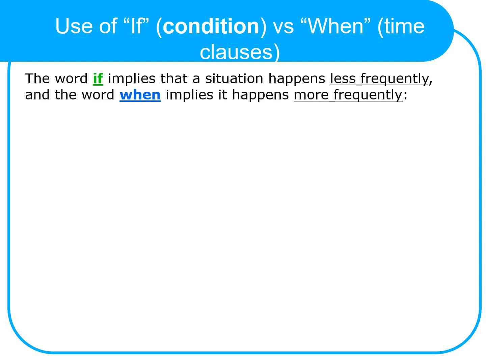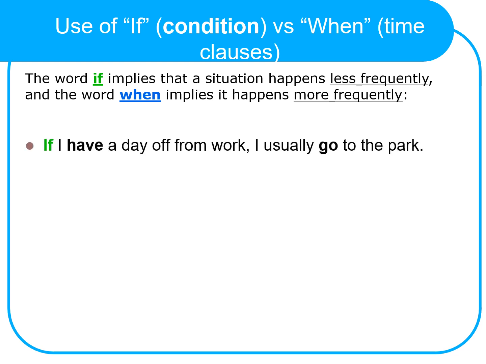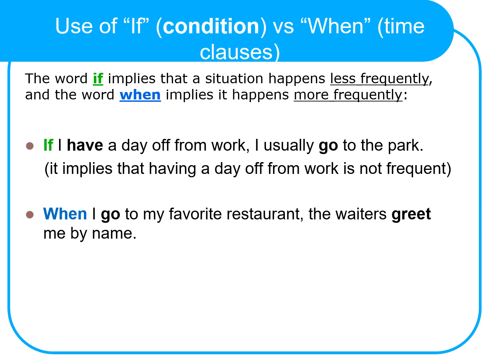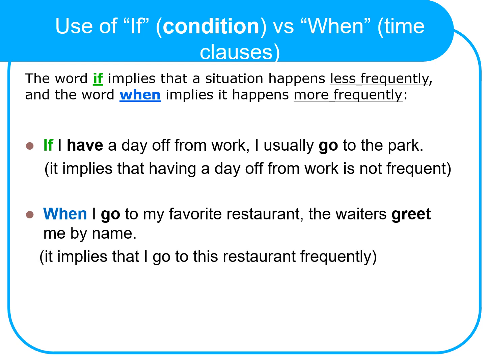I can use conditional with when instead of if. The word if implies that a situation happens less frequently, and the word when implies it happens more frequently. So I can use when instead of if. For example, if I have a day off from work, I usually go to the park. So this is a possible action I can do. It implies that having a day off from work is not frequent. It's not regular. So it can happen from time to time. But if I say, when I go to my favorite restaurant, the waiters greet me by name, it means that it always happens. It implies that I go to this restaurant frequently.